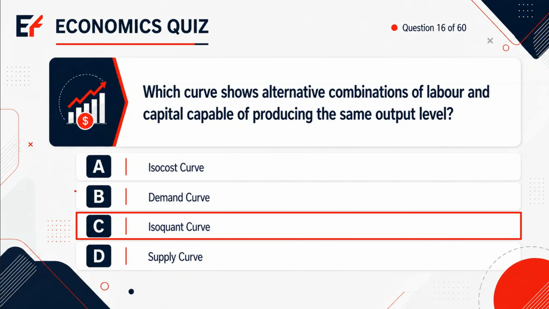Option A is incorrect because an isocost curve shows combinations of inputs that have the same total cost. Option B is incorrect because a demand curve shows the relationship between price and quantity demanded. Option D is incorrect because a supply curve shows the relationship between price and quantity supplied.